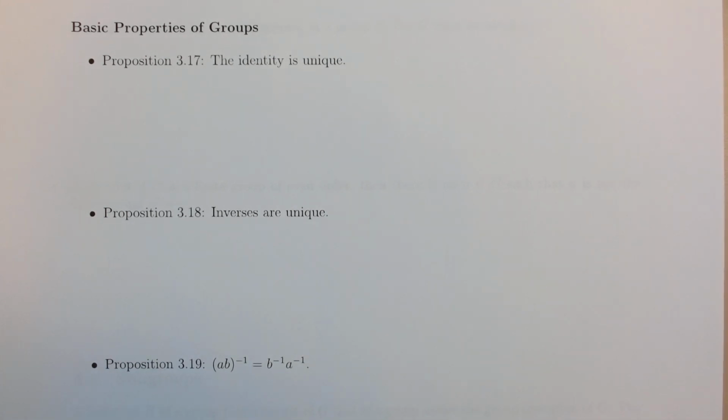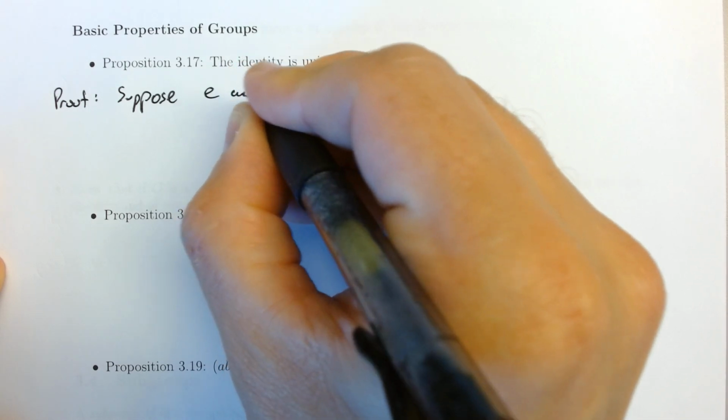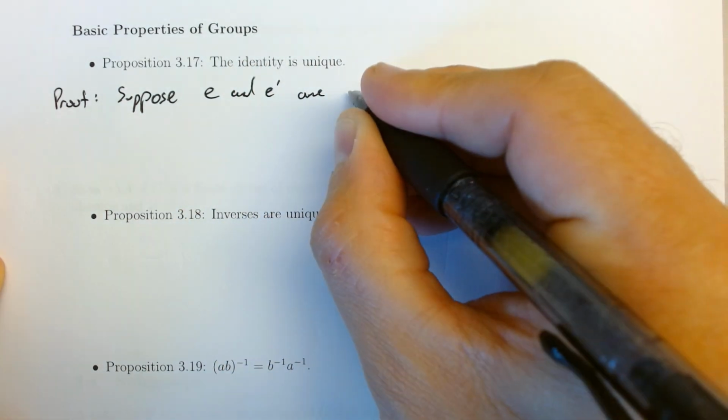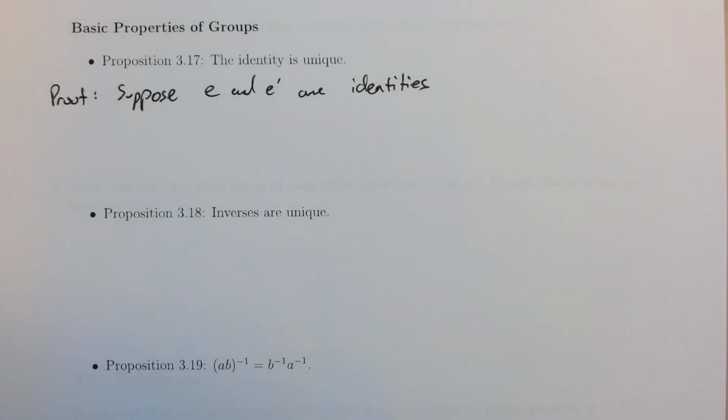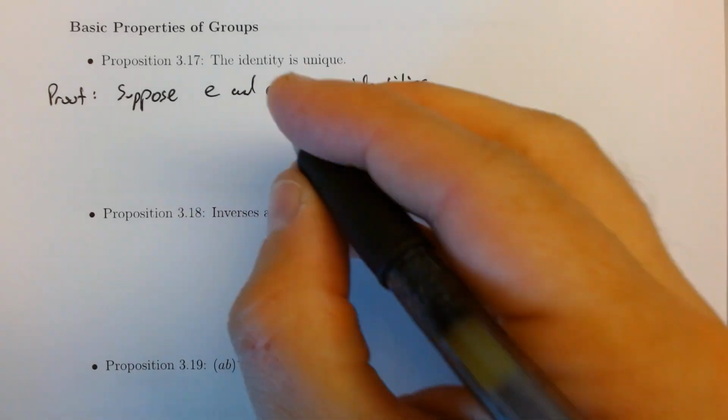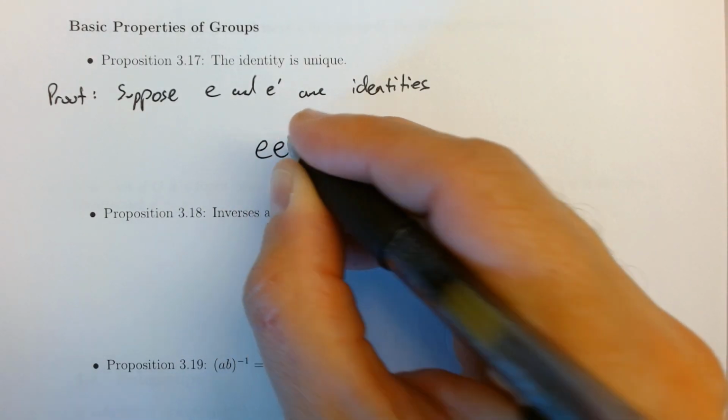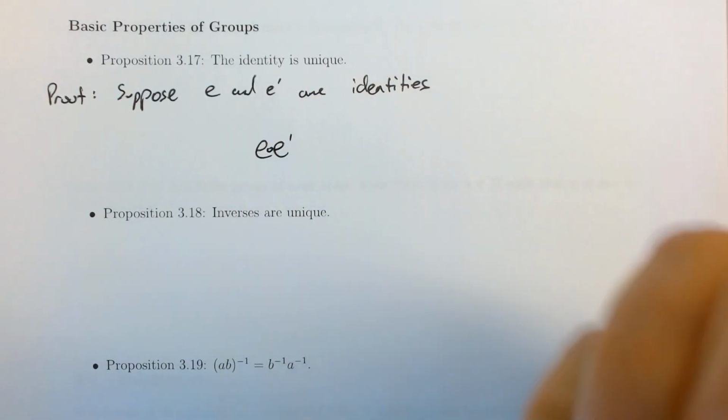So first, the identity is unique. Uniqueness proofs usually go by first assuming they're not unique, there's more than one, and then showing that that's not true. So for our proof here, suppose we have two identities, E and E prime are identities. Then let's imagine what happens if I multiply them together using the group operation. I'll put the little circle here. We're not always going to do that.